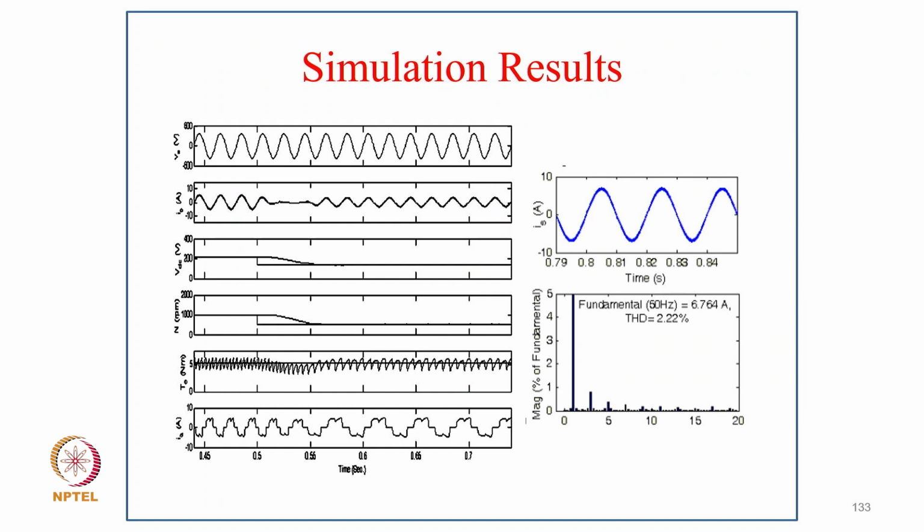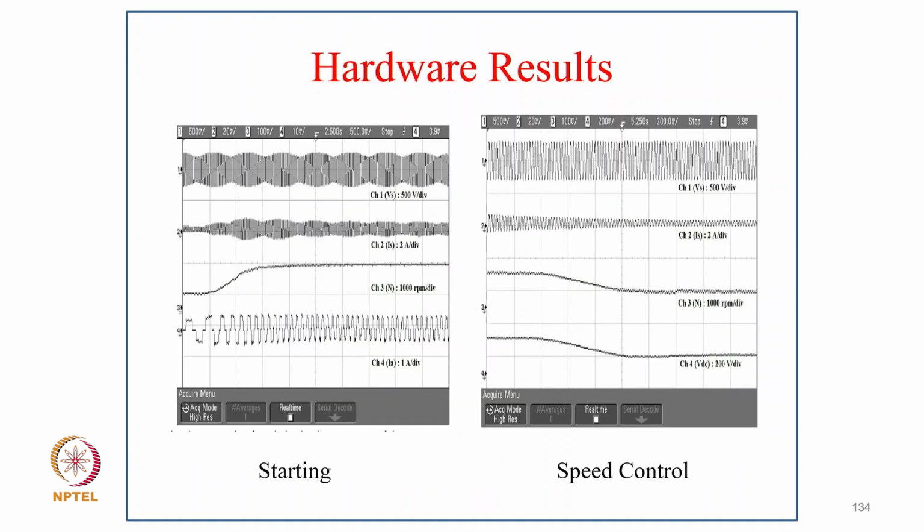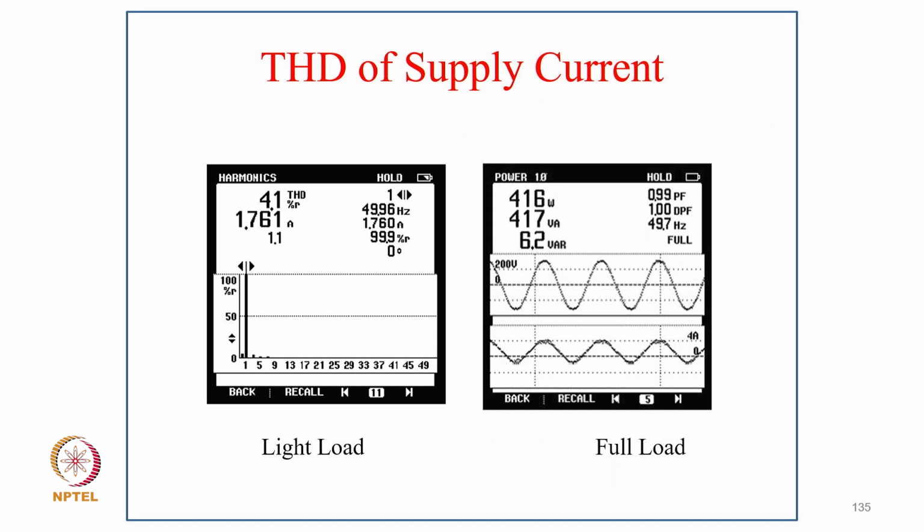These are of course the simulated results. You can see how, on speed variation, we can vary the voltage, but the supply current remains sinusoidal and in phase with the supply voltage, and you can see the torque and current of the BLDC motor here, but the THD of supply current is only 2.2%. And these are the experimental results corresponding to starting as well as speed control, and the THD of supply current is only 4.1% with power factor close to 0.99.